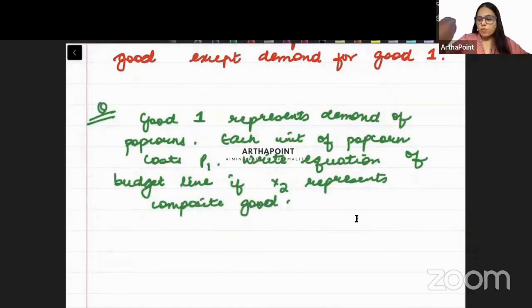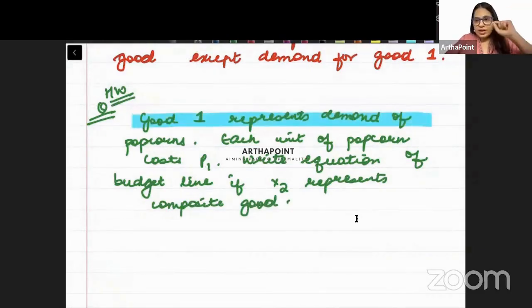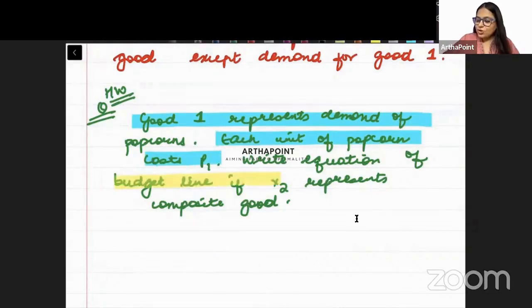ठीक है. Very simple homework question बेटा. क्या बोला गया है? I am telling you good one represents the demand of popcorn. Good one का demand popcorn का demand है. Each unit is costing you P1. ठीक है. And you need to write the budget line where X2 is the composite good. ठीक है. I hope this concept of composite good is absolutely clear to you. Okay बेटा. Thank you.